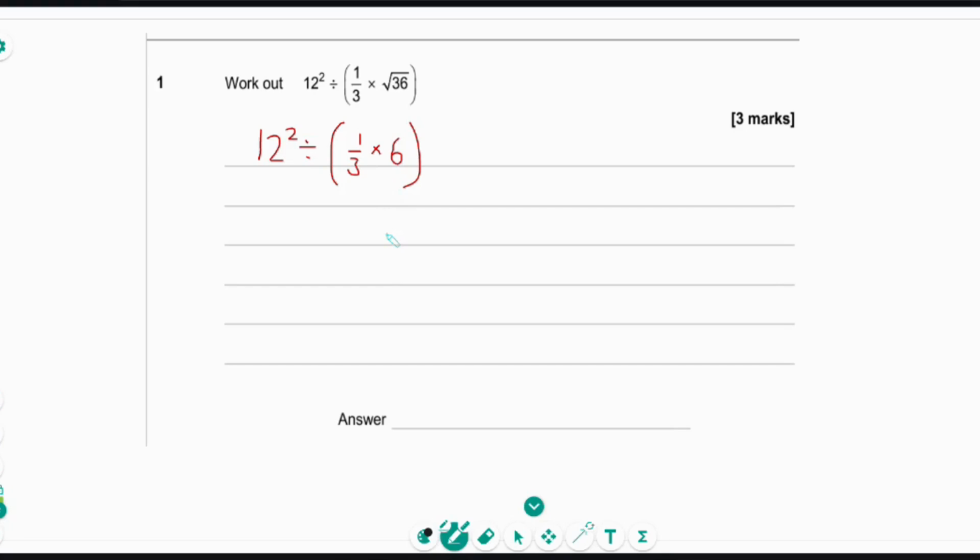A third times 6, that's the same as saying a third of 6. You can interchange "of" and "times" in maths. 6 divided by 3, a third of 6. How many 3s go into 6? You split 6 into 3, 2. Now we've got 12 squared divided by 2. 12 squared, 12 times 12 is 144. 144 divided by 2 is 72.